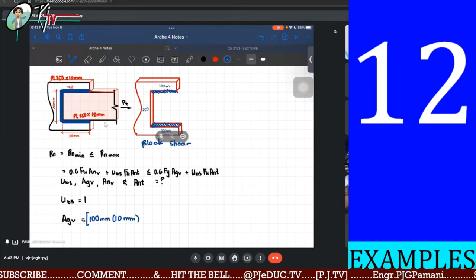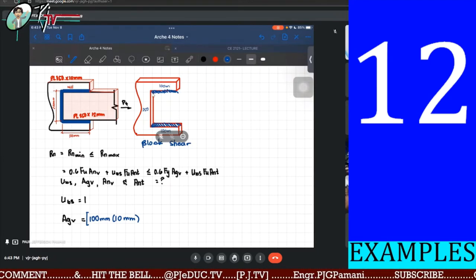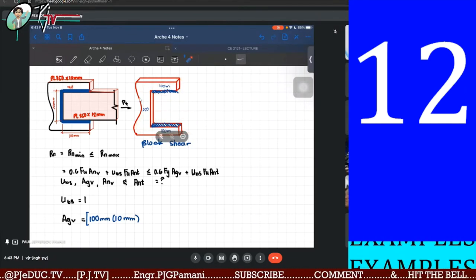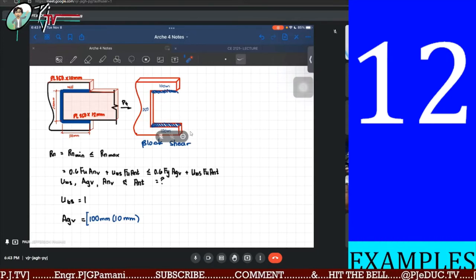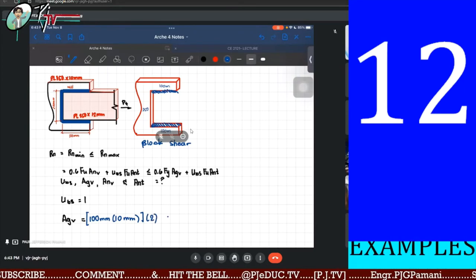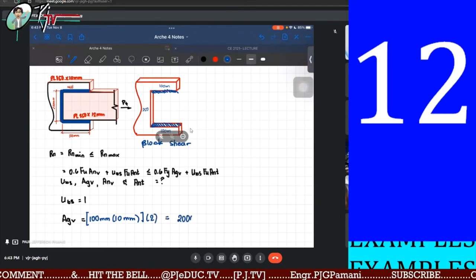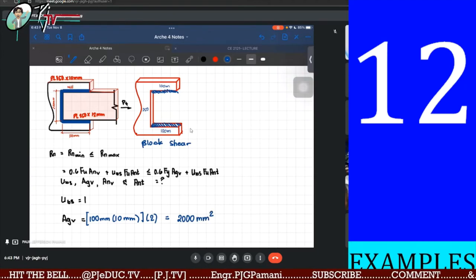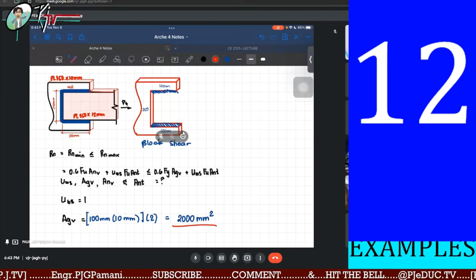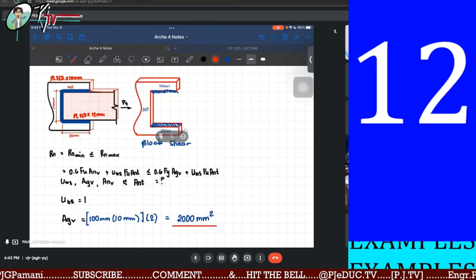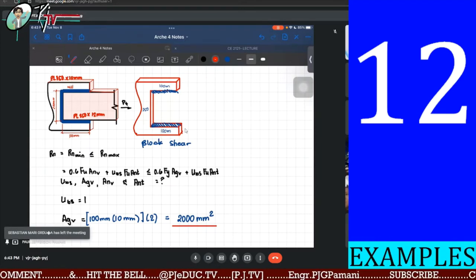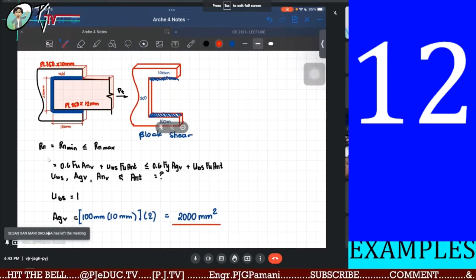So, with this, 100 times 10, taas at baba yung ating shear rupture. Taas at saka baba. So, dalawa yung shear rupture of the same section. So, simply multiply this with 2. That is 2,000 millimeters square. Okay? Nakuha yan? Nakuha? Yes, sir. Yes po, sir. Sigurado?